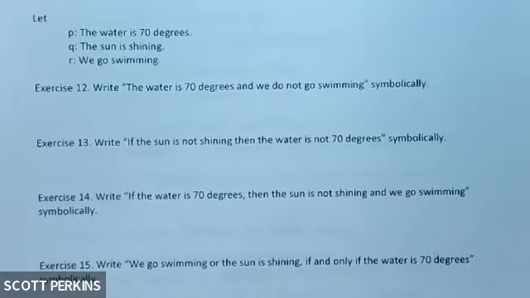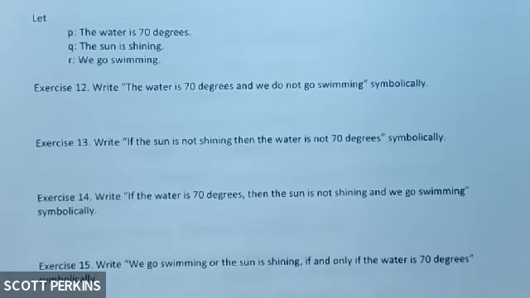Okay, so my new statements, P is the water is 70 degrees, which I wish the sun was shining and we could go swimming. That sounds really good, but that's not for today, because it's kind of miserable out today. But those are our statements. So what we're going to do is practice the reverse process of taking a statement in words and writing it in symbols.